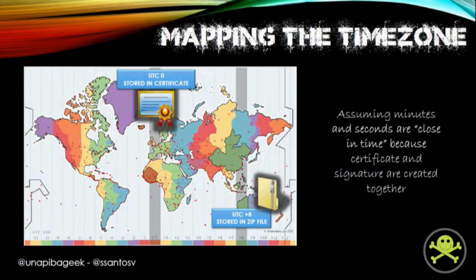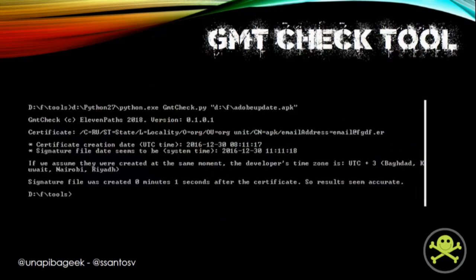So in a nutshell, assuming minutes and seconds are close in time when you create the certificate and you compile the application, and the certificate and the application are created together, we have enough information to deduce the GMT or time zone of the person compiling it. Because we can just do the math between the UTC in the certificate and the time in the file that is last created when you compile it. For example, here it would be 8 hours or whatever.